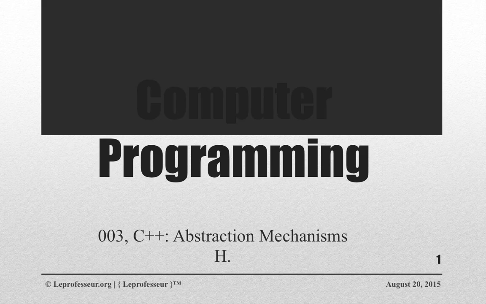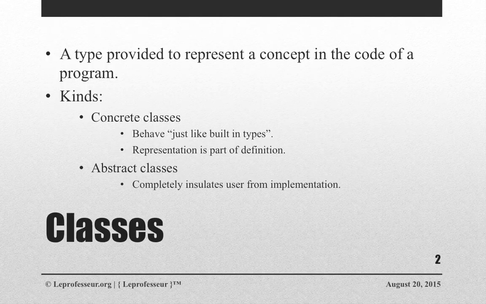Great. So let's start with another lecture in the computer programming lecture series. Today we're going to be discussing abstraction mechanisms, what C++ offers. C++ offers classes. It's a beautiful way of abstracting. In simple terms, a class is a type provided to represent a concept.